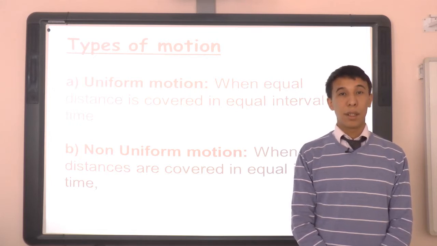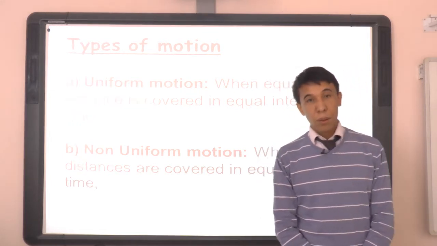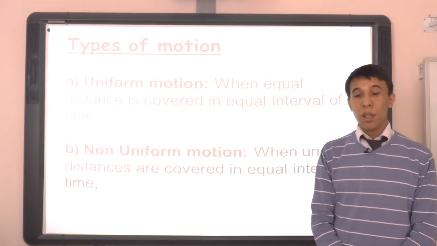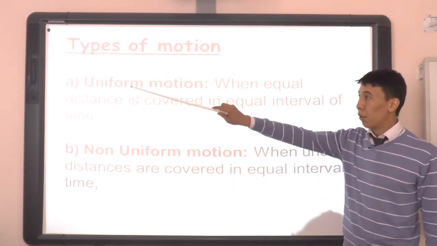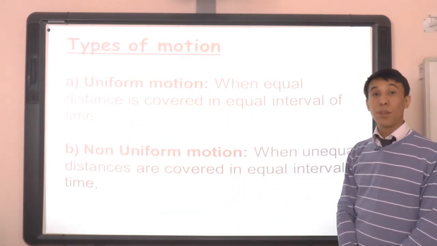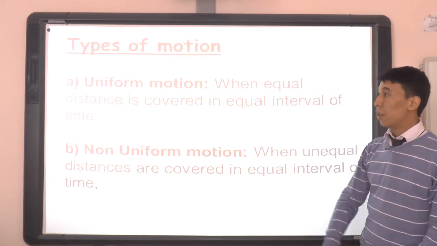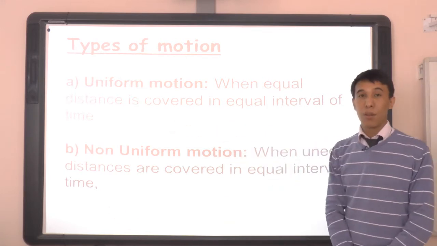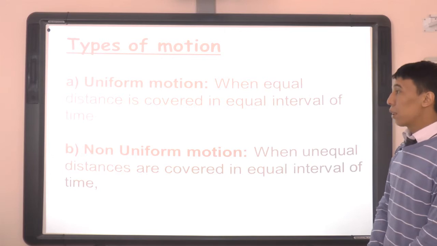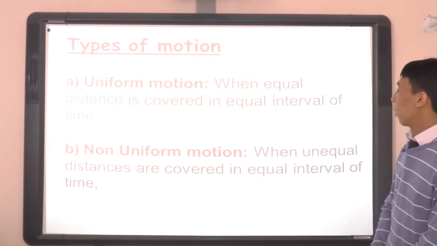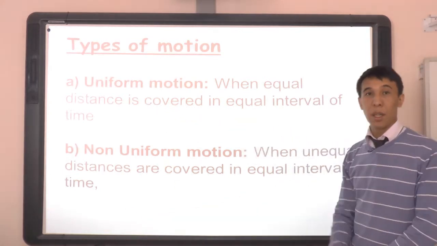Okay students, we just watched a video where I explained what constant velocity is and what acceleration is. And now look at this presentation. When we have constant velocity, it's called uniform motion. And this is our definition of uniform motion: when equal distance is covered in equal intervals of time. We just said that.